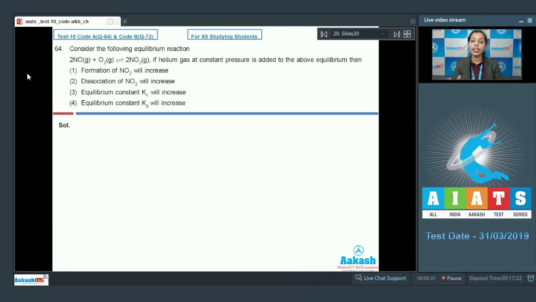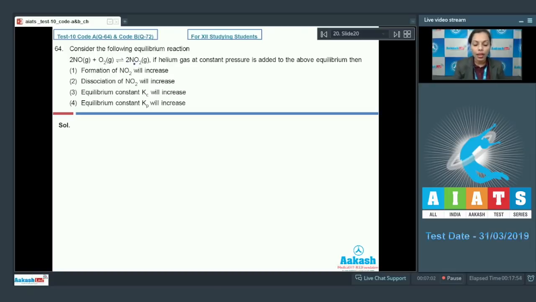But if you are adding some ideal gas at constant pressure, in that case, volume is increased. And as the volume is increased, it means the number of gaseous moles present per unit volume is decreased. So definitely equilibrium will shift in that direction where the number of moles is increased. So we need to just check in this case where the number of moles is increased. In this case, the number of moles is increased in the backward direction.